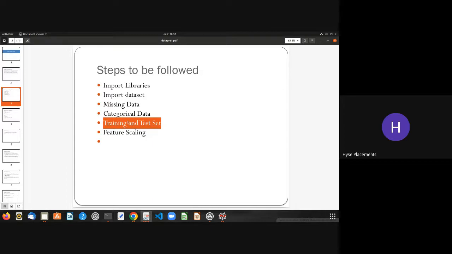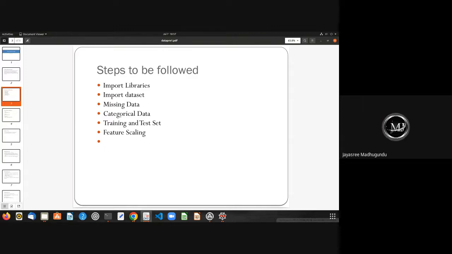Clear? Feature scaling. This is like converting the scale, the standard normal distribution which we have seen, converting the mean to 0 and standard deviation to 1. So this is that process. These four processes are very crucial, though there is no need to apply all of them every time.